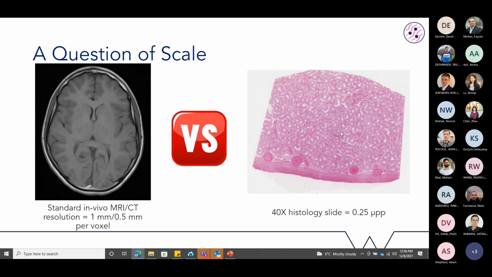So for both MRI and CT, the real problem here is scale. If we've got an MRI scanner on the left and a histology slide on the right, the sort of resolution you get from an MRI scan is typically about 1 millimeter per voxel, so it's 3D. CT maybe 0.5 millimeter per voxel. If we compare that to a 40x histology slide, we're talking 0.25 microns per pixel. So there's nearly 4 orders of magnitude difference there.